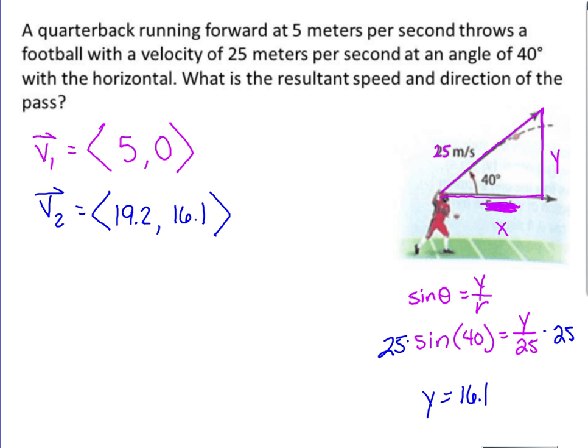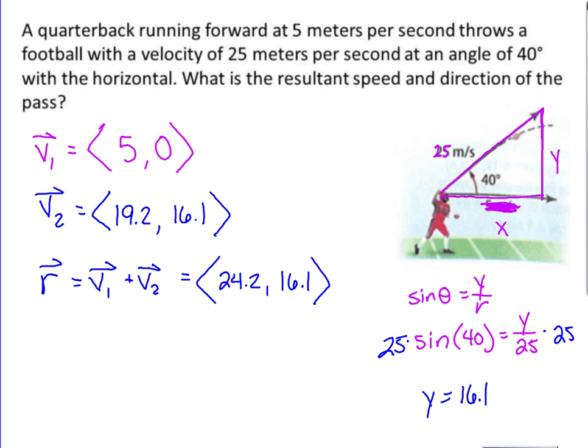Now we're looking for the resultant of this. Now resultant just means we combine the two vectors. So our resultant vector is going to be vector 1 plus vector 2. Remember, when you add vectors, you just add the components so they're in the same location. So 5 plus 19.2 is going to give us 24.2. And 0 plus 16.1 is going to give us 16.1.